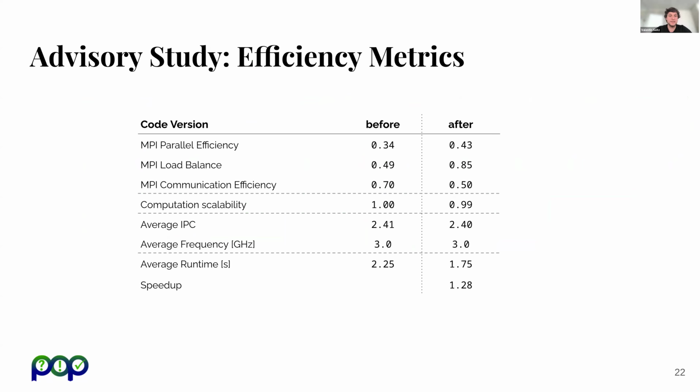This also shows in the efficiency metrics. So if we just take the efficiency metrics of these 12 iterations, what we mostly see is, first of all, our parallel efficiency goes up from 34 to 43%. And then most importantly, the MPI load balance improves a lot to 85%, which is very good. Now communication efficiency is low, which would warrant another assessment, but we stopped here for now. And we see the speed up of 28% as well in the average runtime.